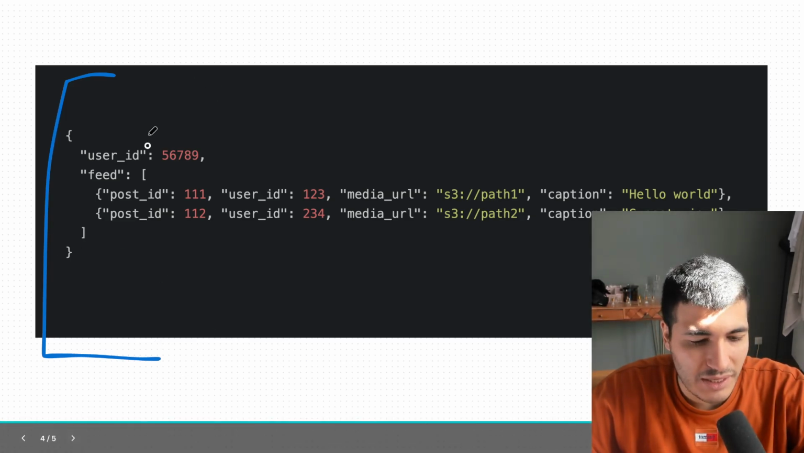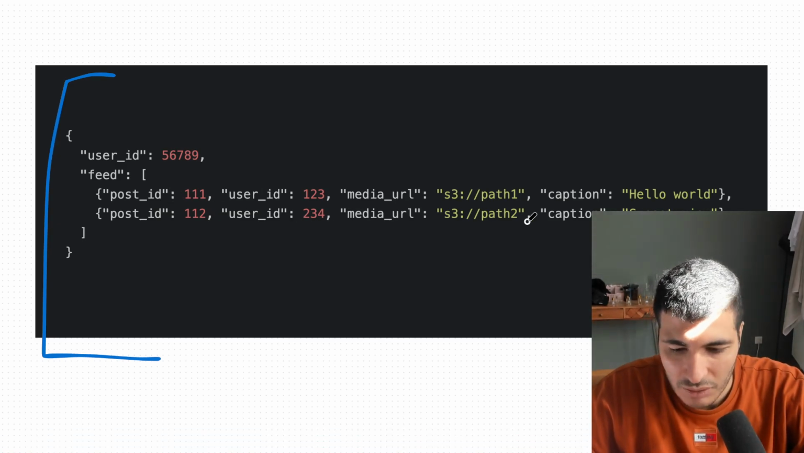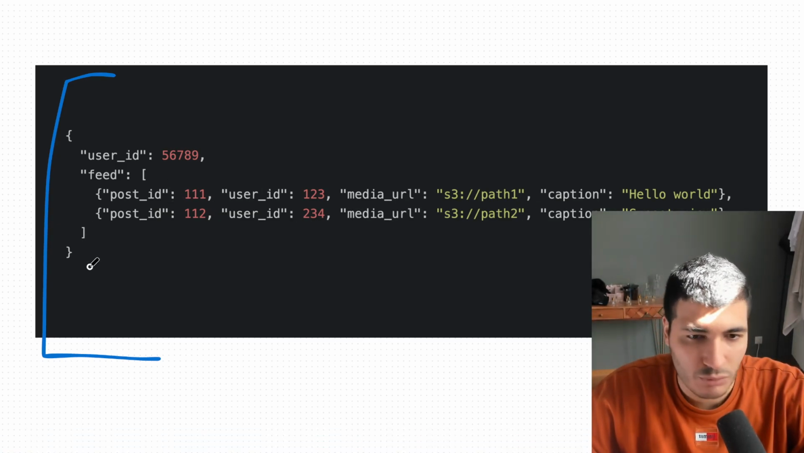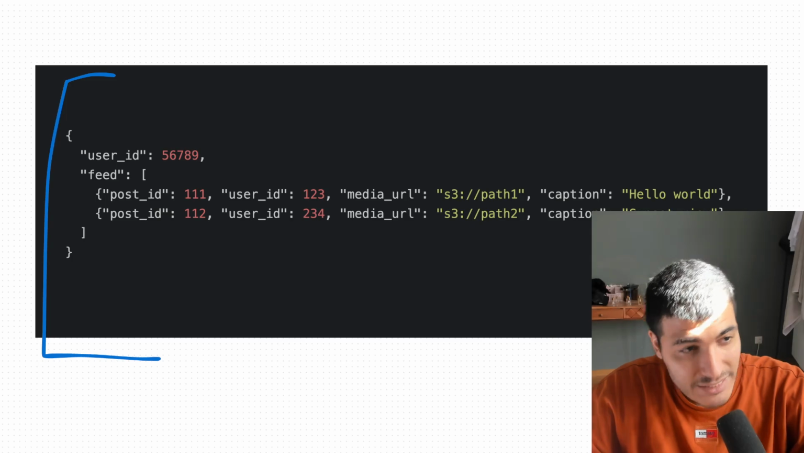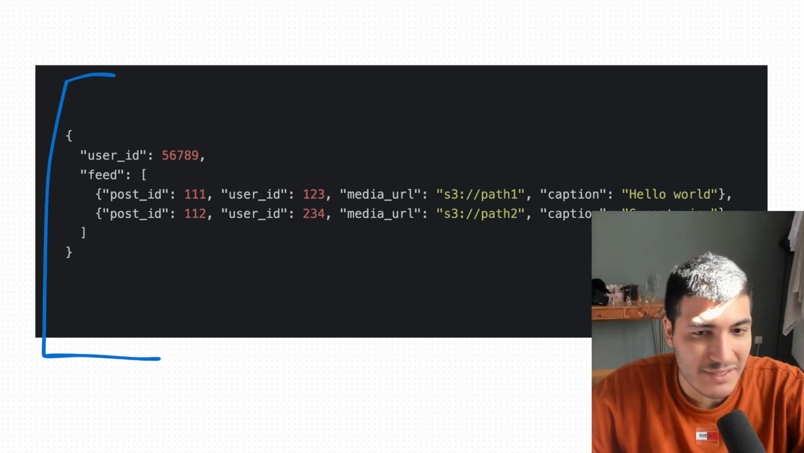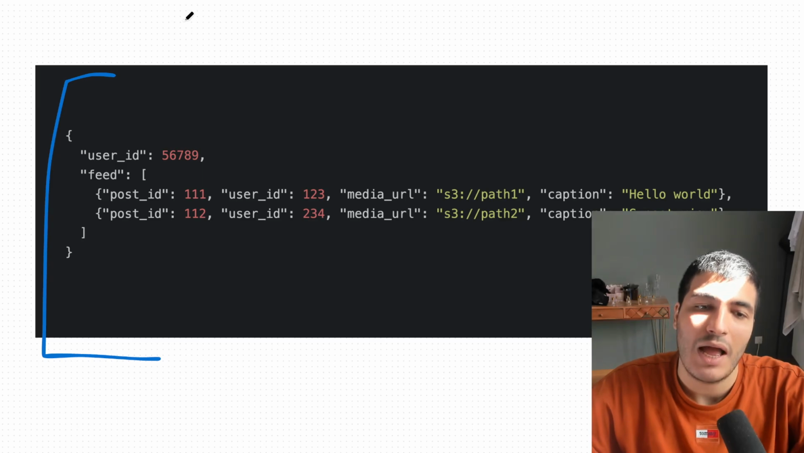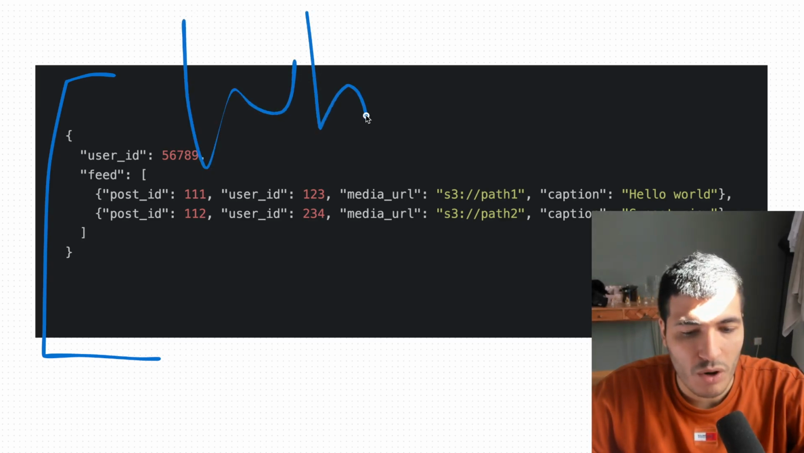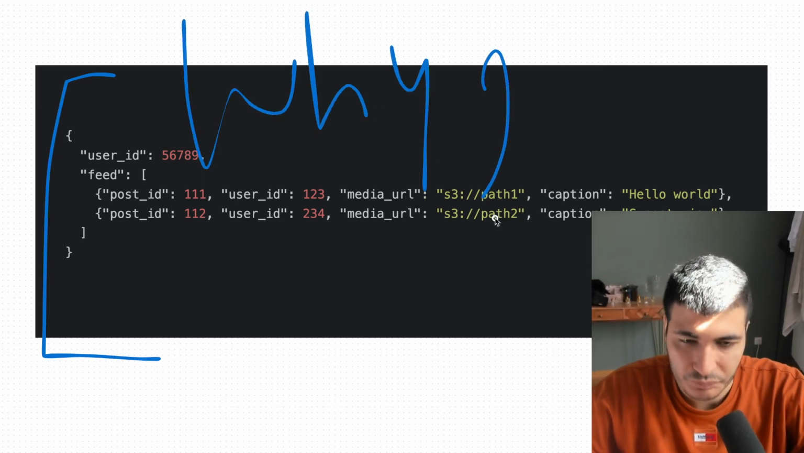And as you can see, this is how it will look. So we have the ID, user ID, the media URL, and the caption, and that's it. We denormalize everything. By this, we will make the feed query process way faster. But again, your interviewer might ask you why you go with this approach.